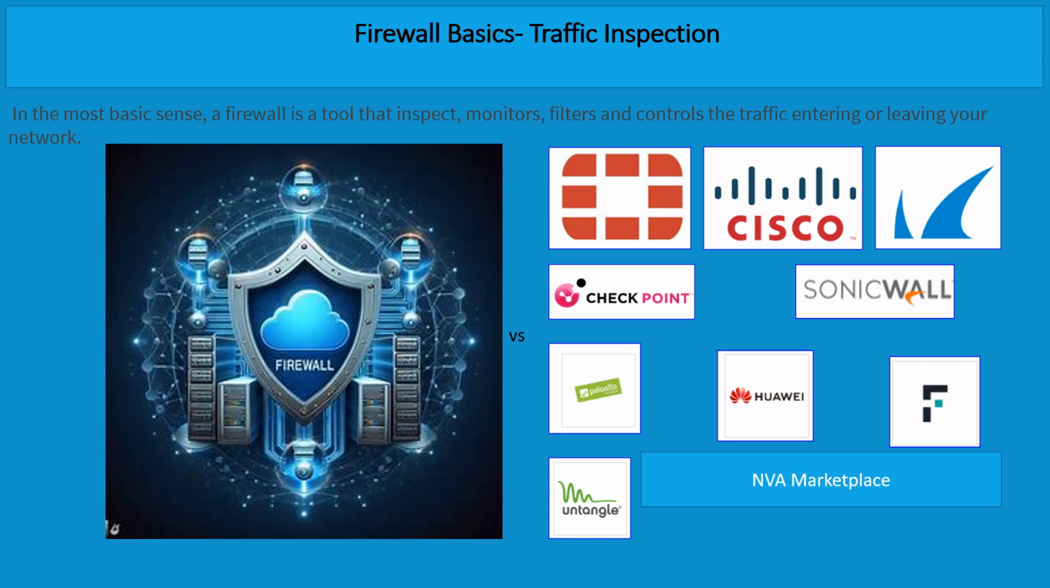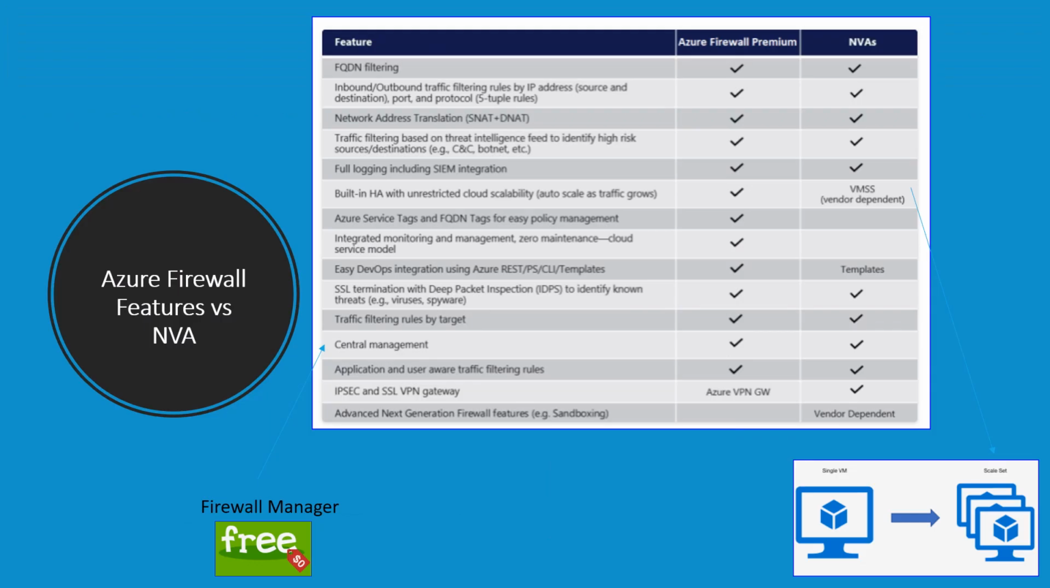And when you want to protect your resources on cloud, you can go for two options. One option is the Azure native firewall, or you can go to the marketplace and choose a network virtual appliance. There are vendors like Fortinet, Cisco, SonicWall, Checkpoint. You can use those virtual appliances as well, which give you almost similar functionality. Now let's compare Azure Firewall features versus the NVA.